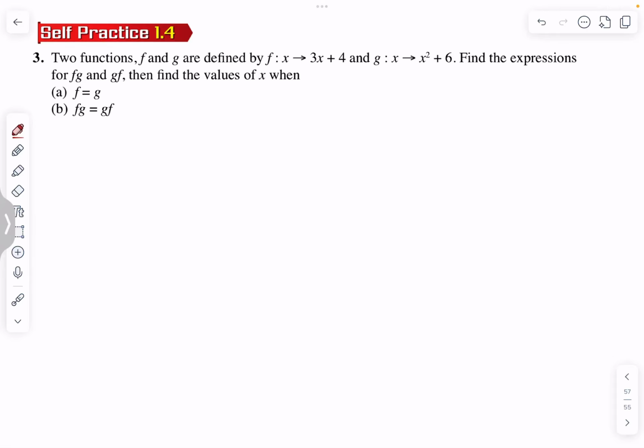Question 3. Two functions, f and g, are defined by this. Find the expression of fg and gf. Then find the values of x. Okay, so first they asked us to find what is fg(x). So if f(x) is 3x plus 4, f(y) is 3y plus 4, fg(x) would be 3g(x) plus 4.